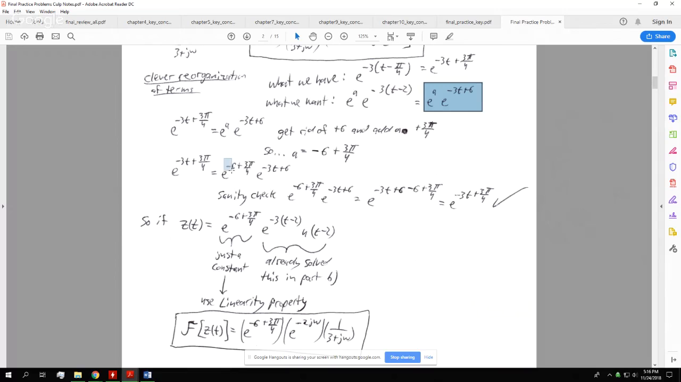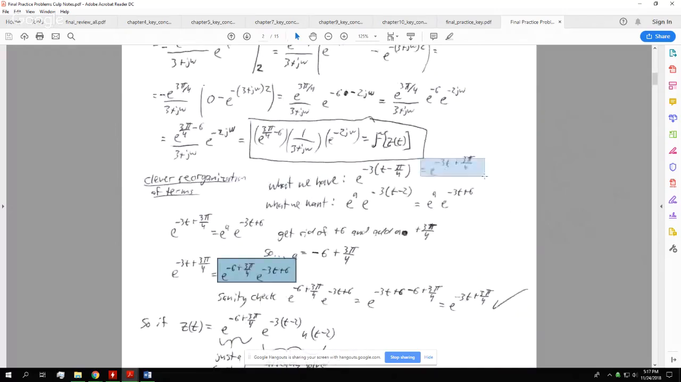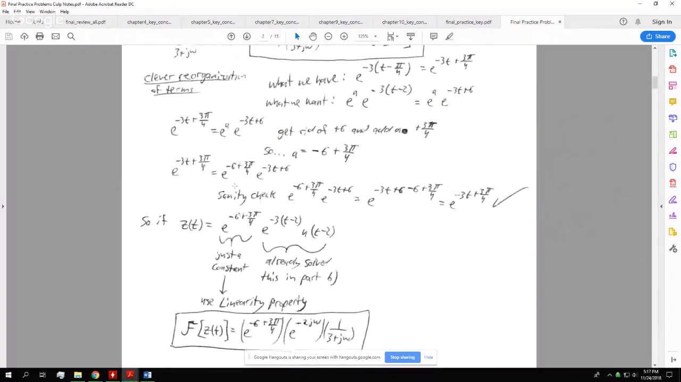Just to verify, the exponent properties allow us to add these two terms together and put it over a single base. So what is minus 6 plus 6? That's 0. And minus 3t plus 3 pi over 4 becomes minus 3t plus 3 pi over 4. That recovers the original problem that we were given, this right here. Hopefully that makes sense. The sanity check was to actually plug and chug and see that you return your original problem.